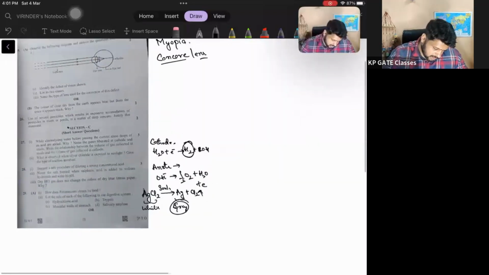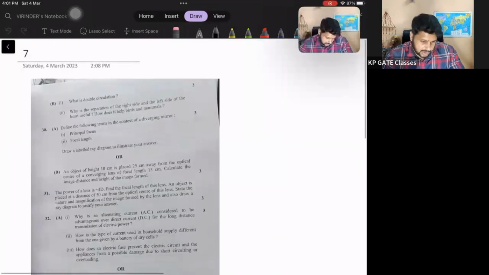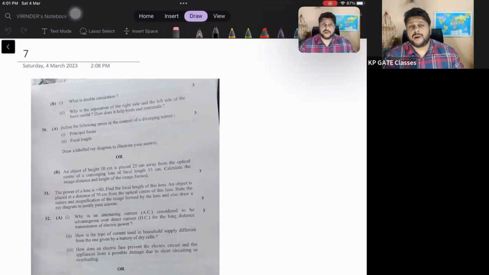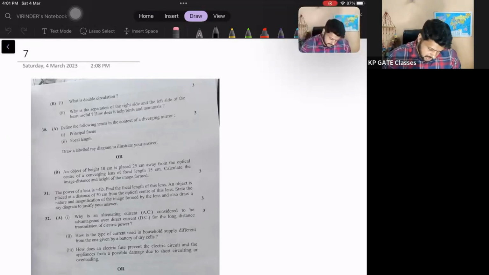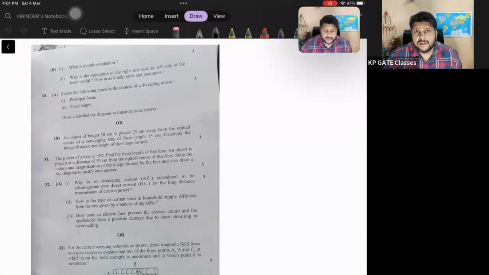Let's move to question number 30. What is double circulation? We all know that on one side oxygenated blood is going out and from the other end we are getting deoxygenated blood back to our heart. That is double circulation. Why is the separation of the right side and the left side of the heart useful? It is to prevent the mixing of the blood.